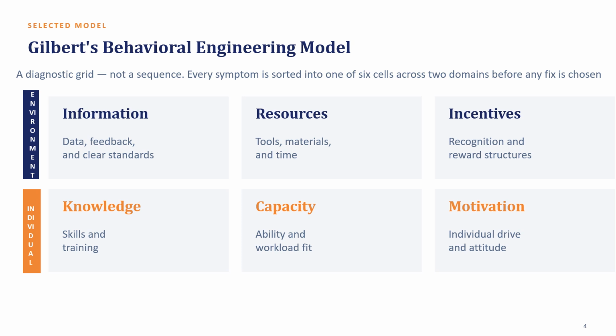Now, in selection of the model, I've selected Gilbert's Behavioral Engineering Model because it is a diagnostic grid and not a sequencing, where every symptom is sorted into one of the 6 cells across 2 domains before any fix is chosen. In the environmental domain, we look at information, resources, and incentives. Information covers data, feedback, and clear standards. At resources, we look at the tools, materials, and time. And at incentives, we look at recognition and reward structures.